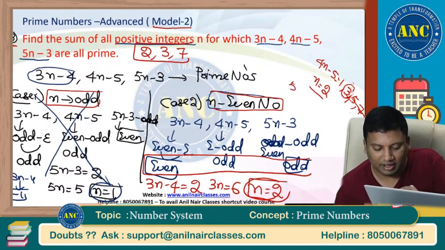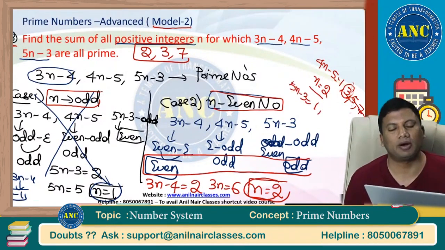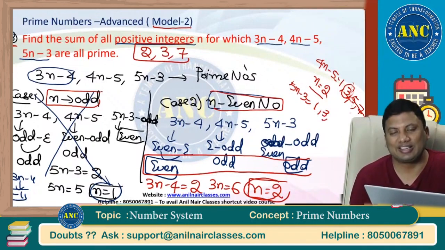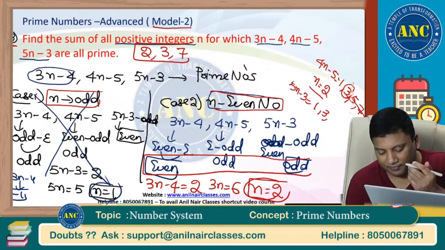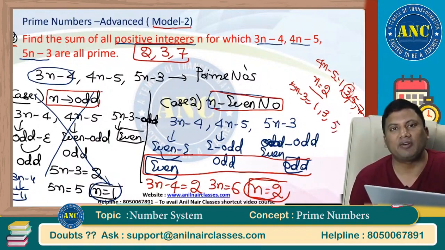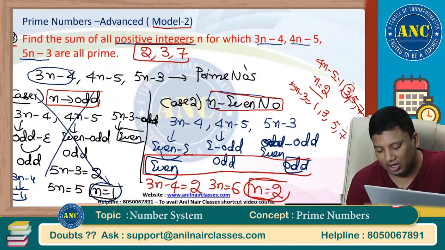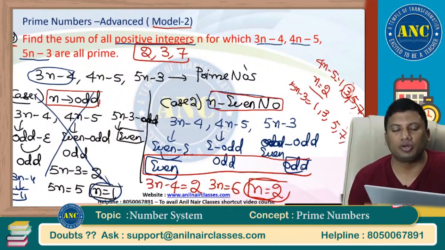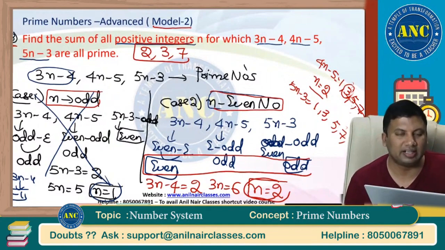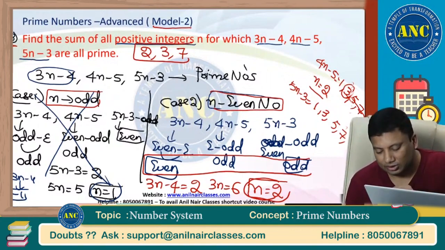Similarly, 5n minus 3 is an odd number. If I take the lowest odd number 1, 5n equals 4, n will be a fraction. If I take 3, 5n will be 6, n is 6 by 5, not possible. If it is 5, 5n equals 8, 8 by 5, not possible. 5n equals 10, n equals 2. That is what we did. 5 2s are 10, 10 minus 3, 7. Any other value? 7 we got, right?